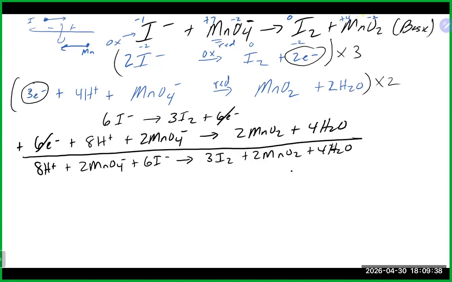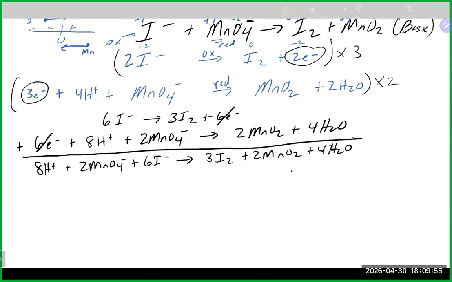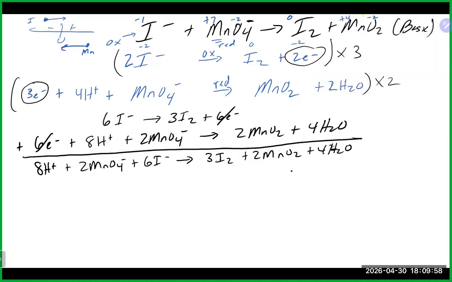And overall charge on the left is a 0. That's plus 8 for the hydrogens, minus 2 for the MnO4, and a minus 6 there for the I minus. So that's going to give us 0 and 0. So we definitely balance them both ways. Now we can simply turn this into basic by adding hydroxide to both sides. Remember, the amount of hydroxide is always equal to the amount of H pluses. 8. So we are going to add 8 OH minuses to the left, and we'll add 8 OH minuses to the right. That is going to give us 8 waters over here on the left.